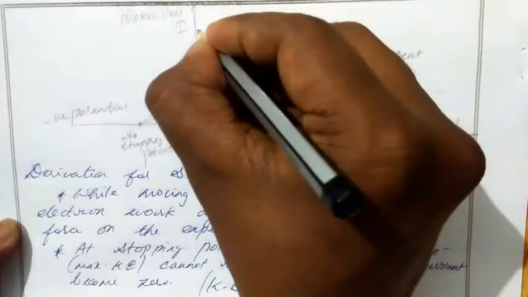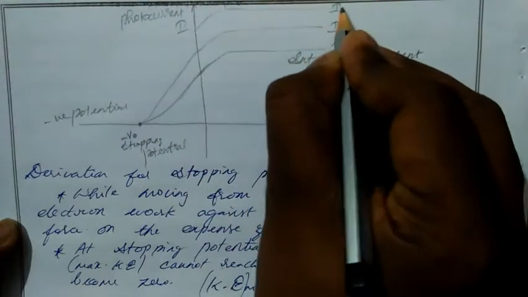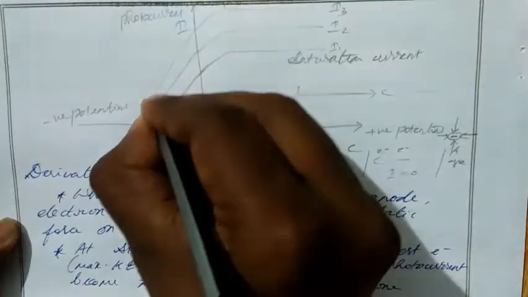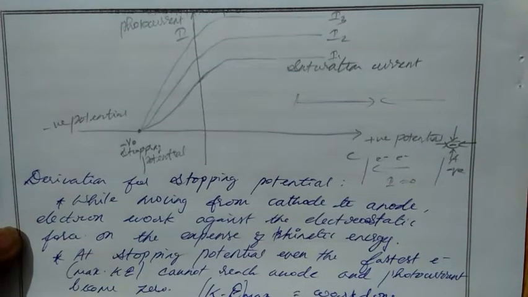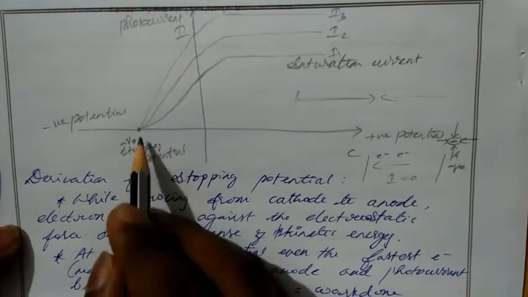If we take another value I3, for this current also the stopping potential will be the same. Kindly note this graph. From this chapter, questions were asked based on this graph in previous exams. So kindly note the graph: for various intensities or various photocurrents, our stopping potential will be the same.